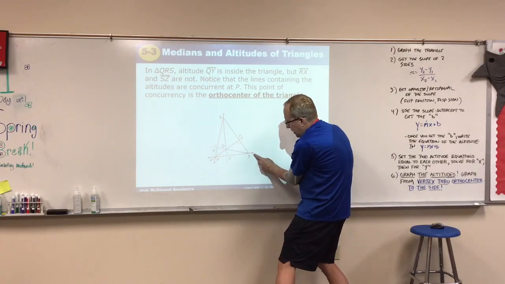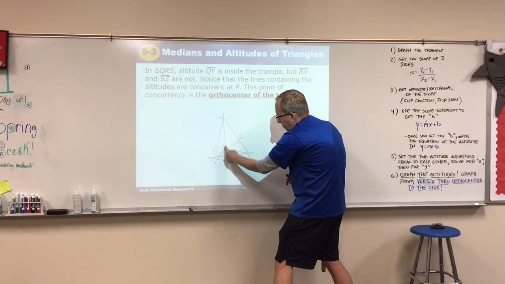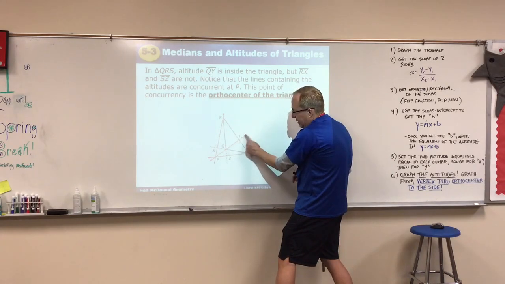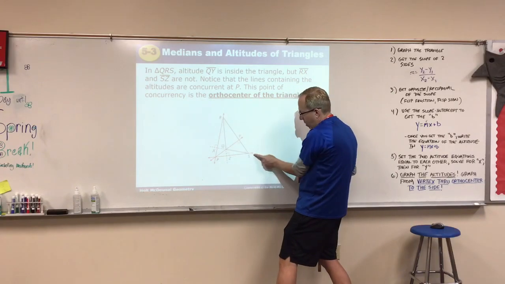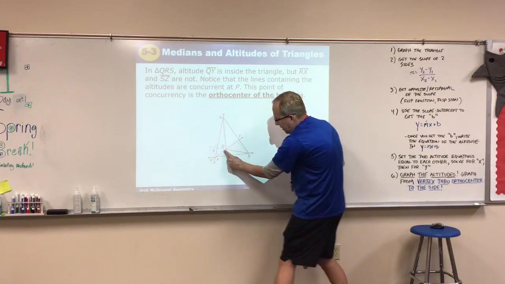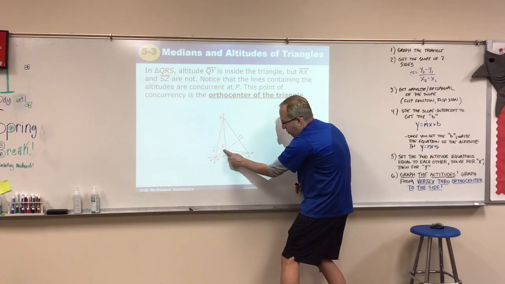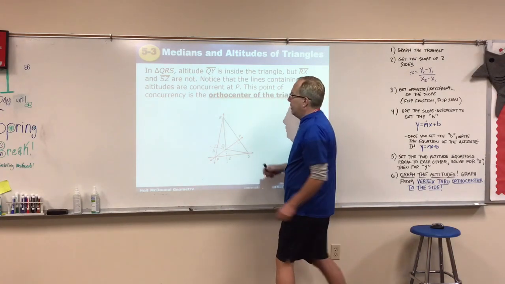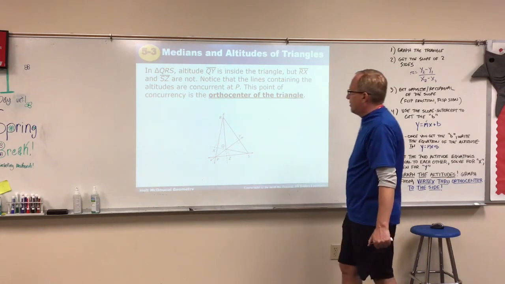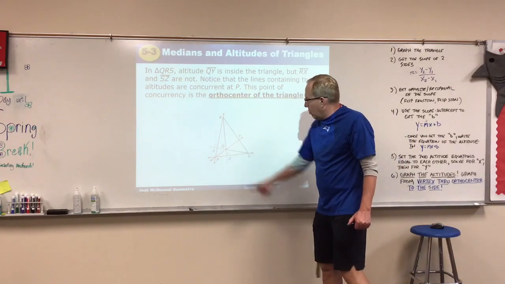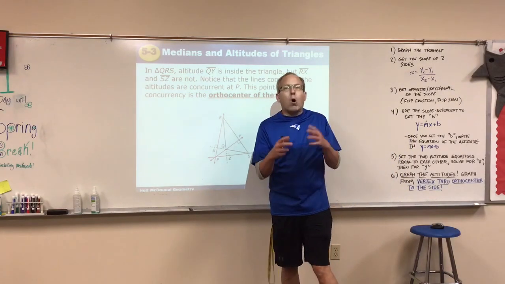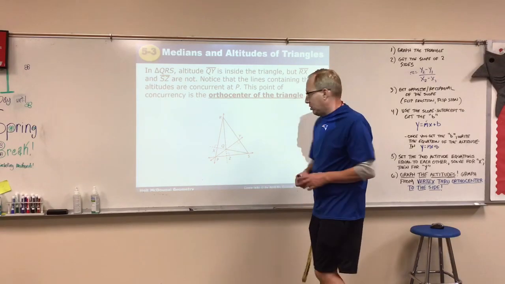This altitude SZ is the altitude for base RQ. This altitude QY is the altitude for base RS. All right, and this altitude RX is the altitude for base QS. So RX and SZ are outside, but QY is inside. If this is an acute triangle, all the altitudes will be on the inside, which you'll see coming up.